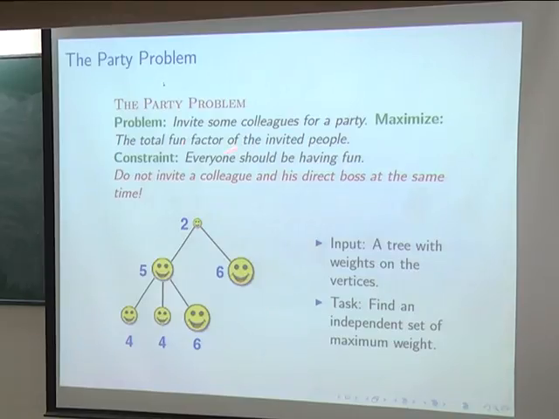So this party problem can be restated in graph theoretic terms: we have been given a weighted tree, and we want to find a maximum weight independent set of this tree. Is the problem clear? This is what we are going to work on, at least for the next 2 days. Okay?